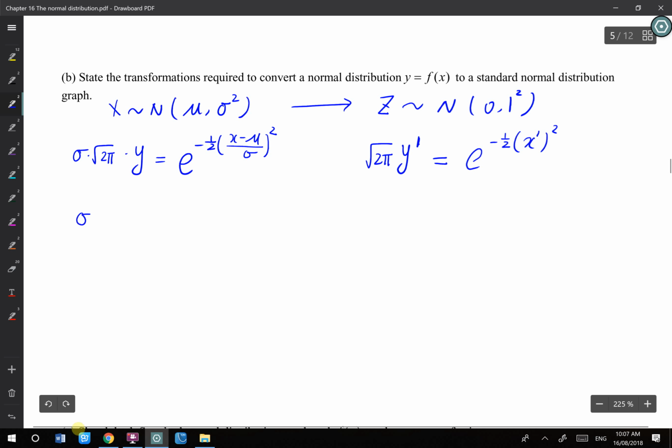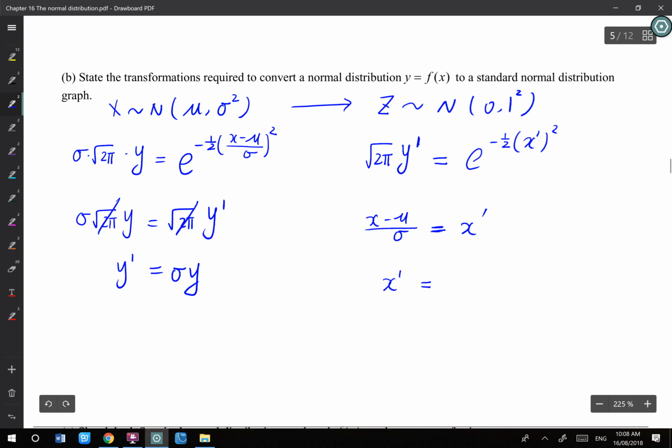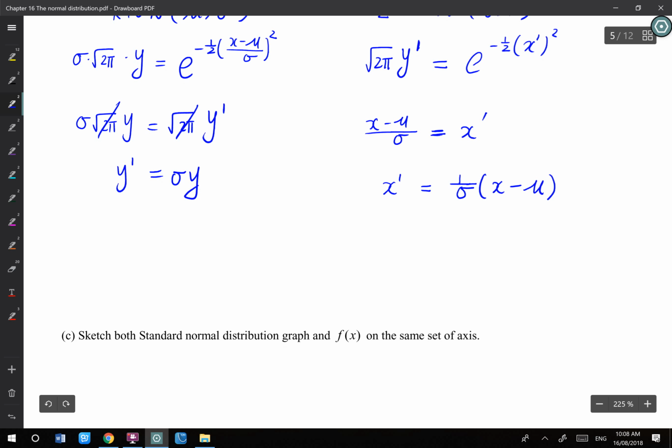We can equalize the same thing. Exactly the same way we can do this. So it's easy to rearrange because it's already in the rearranged form. Then (x minus mu) over sigma equals x dash. So x dash equals 1 over sigma times (x minus mu). Okay, x minus mu is in the bracket.